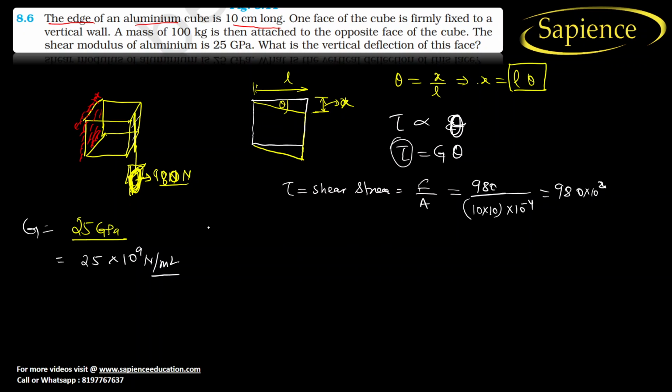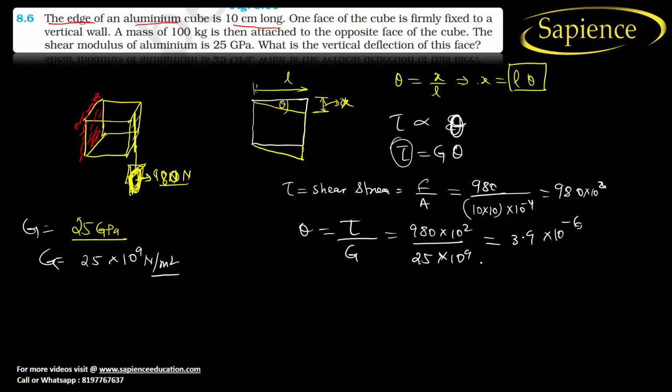Now we have got the shear stress and the value of G, so we can easily find theta. Theta is equal to tau divided by G. So tau is 980 into 10 to the power 2 divided by G, which is 25 into 10 to the power 9. When we calculate, theta is approximately 3.9 into 10 to the power minus 6. Since theta is in radian, it is dimensionless, so no unit is required.